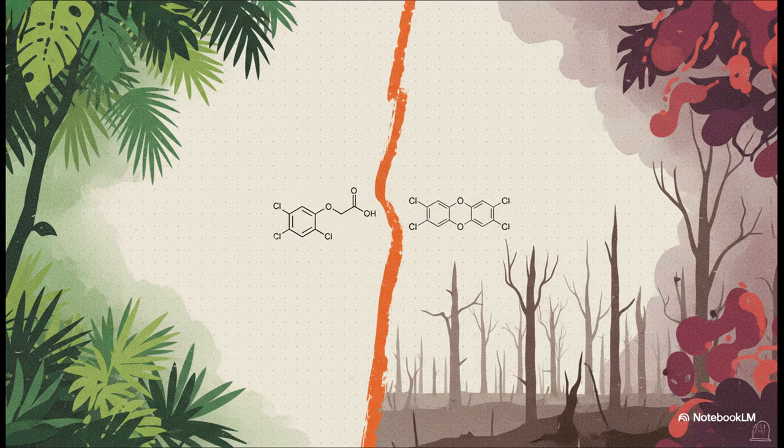Here is the hidden danger. The process they used to make one of the herbicides, 2,4,5-T, it created this unintentional and incredibly toxic byproduct. It's a dioxin called TCDD. And this little contaminant, this is the real villain of the story. It's the source of all the horrific health problems that came later.